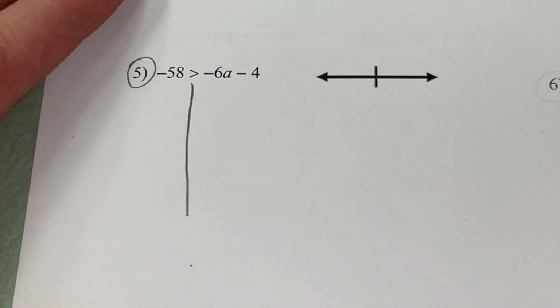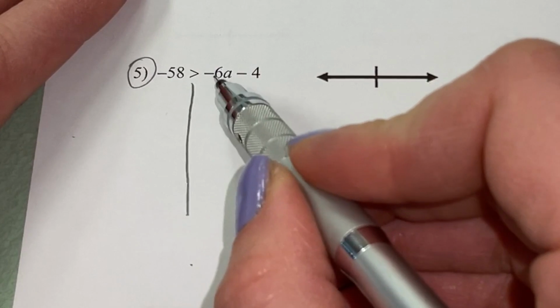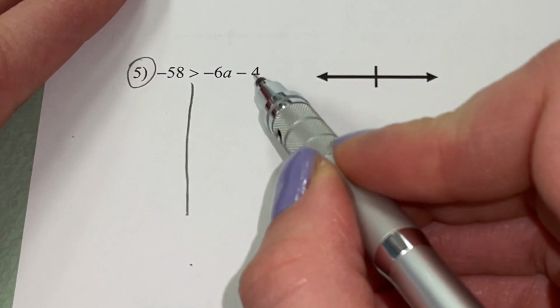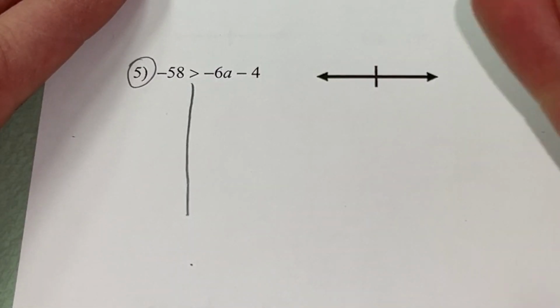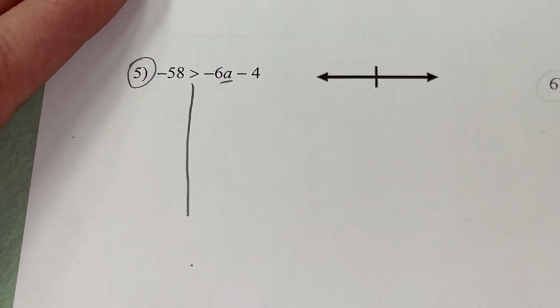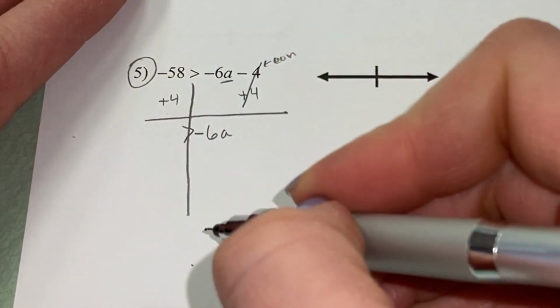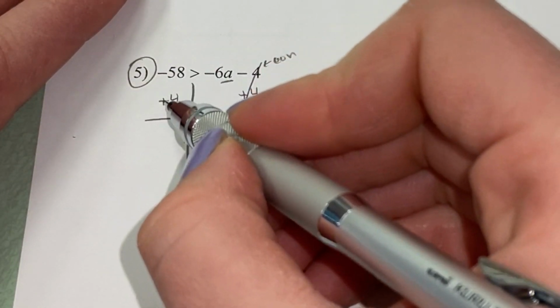So let's look at number 5 here. I have negative 58 is greater than negative 6a minus 4. I have no parentheses. There are no like terms. The variable is already just on one side. So now I need to move the constant. Remember that minus 4 is the constant, so I have to get rid of it first. I add 4 on both sides, because what you do on one side, you do on the other. We're left with negative 6a. My inequality goes on the equal bar. And then negative 58 plus 4 is negative 54.